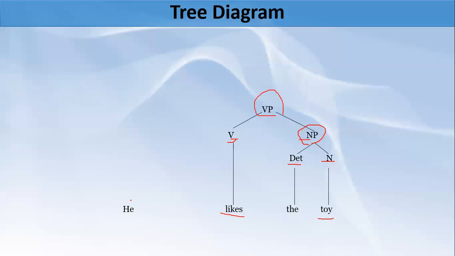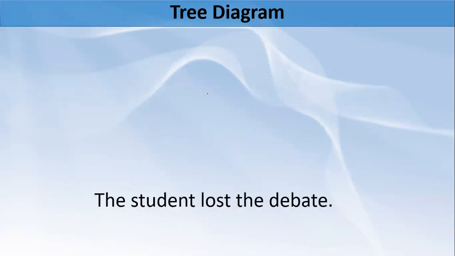Here we have he, which is a pronoun, and a pronoun is a noun phrase. This is a pronoun, and this is a noun phrase. Now when a noun phrase and a verb phrase are combined together, we have a sentence. Clear?